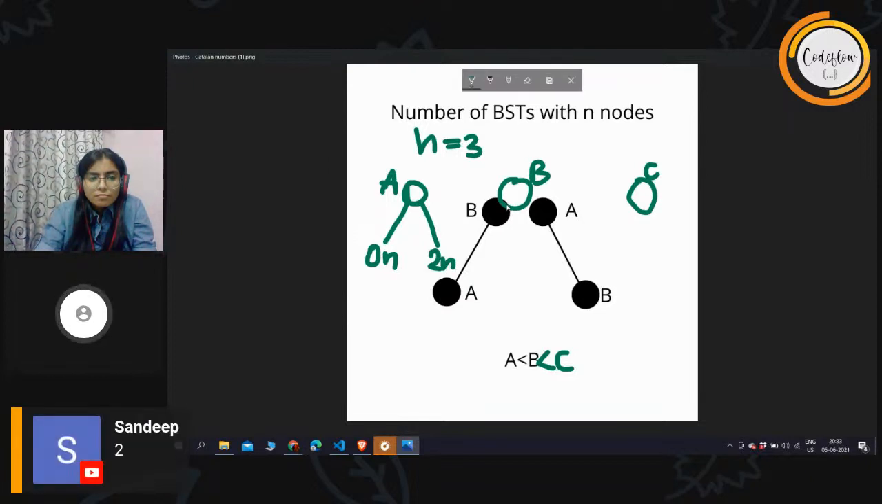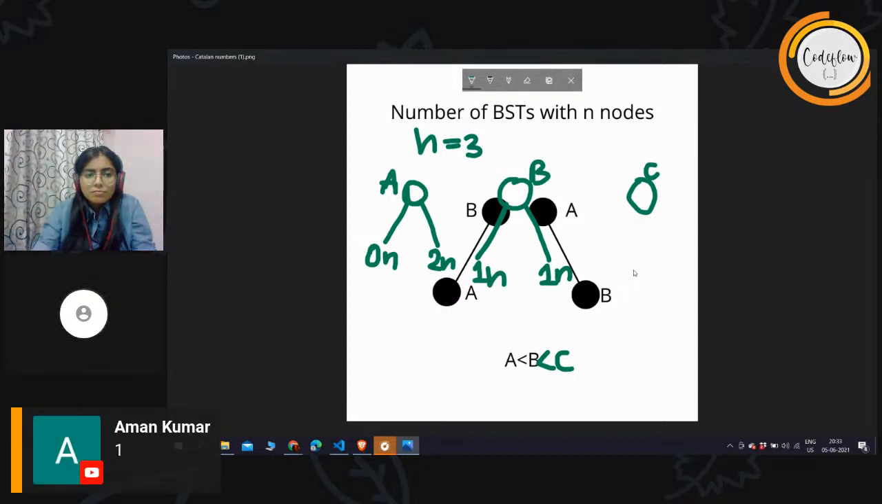Amazing. Now if B is the root node, how many nodes can come to the left of B? This is a separate tree, okay? I'm fixing the root as B. How many nodes can come to the left of B? 1 node, right? And how many to the right of B? 1 node. I'm not creating a tree. I'm not drawing anything. I'm just thinking that there is one element smaller than B and one element bigger than B, so one node will come on the left of B and one node on the right of B.